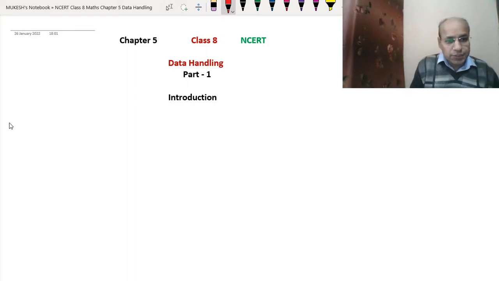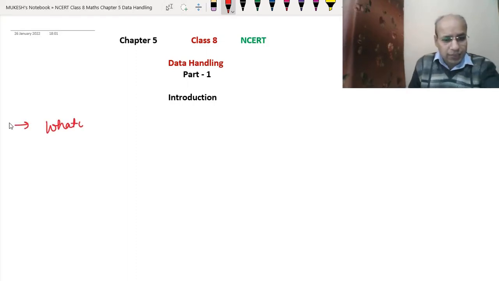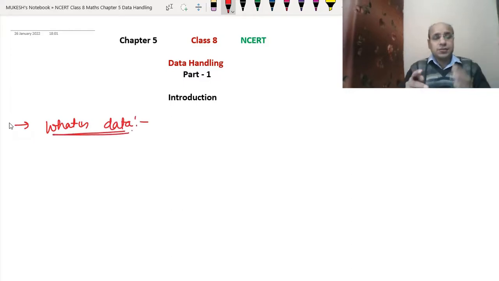So the first one is, what is data? We come across so many things in life. Suppose your teacher asks you to find the heights of all students in your class, then what do you do? You take the names, measure their heights and write them down. In the same way we can have so many things at various places where we need to collect some information. So we can say the collection of information for that situation is the data.